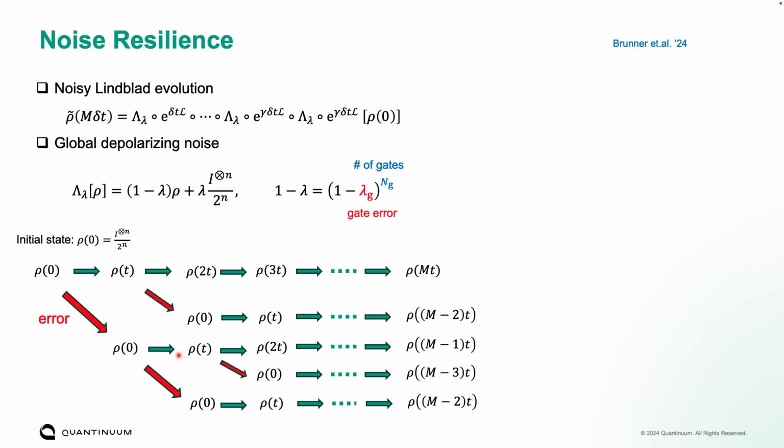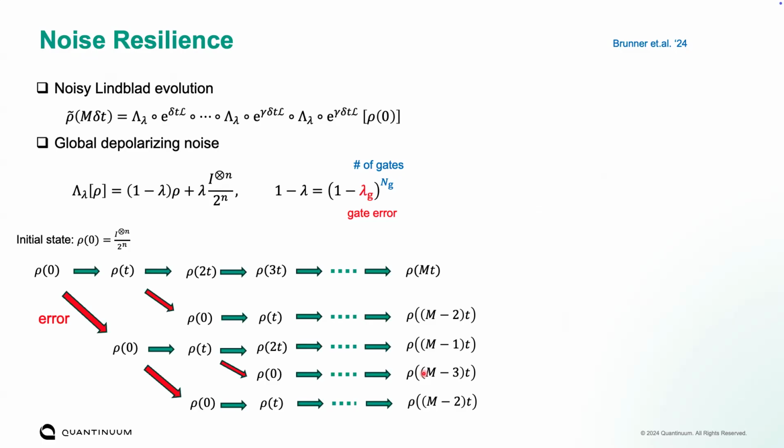The error might happen in the middle of this evolution. For instance, after rho t, you might get some error with probability lambda, and you will go to rho 0. But because the dynamics has a fixed point, which is very close to the Gibbs state, eventually this goes to the fixed point. So this is very different from standard unitary dynamics.